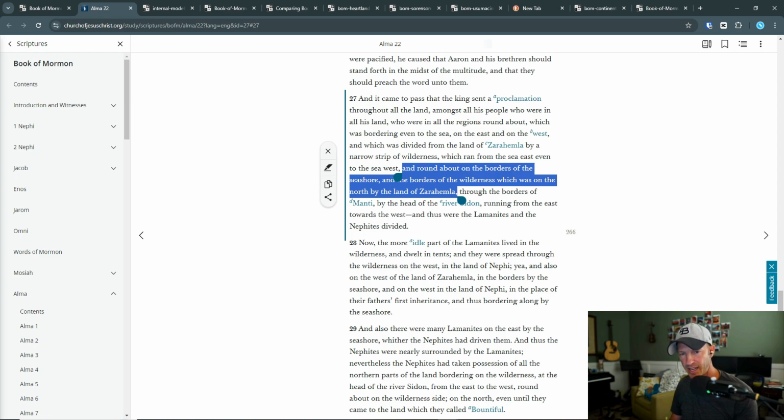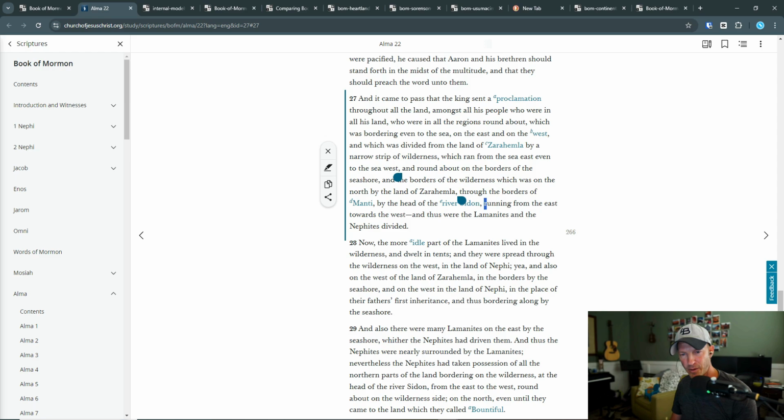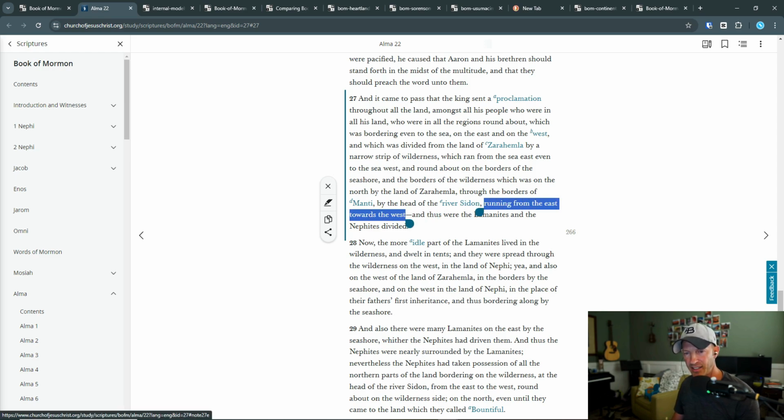Through the borders of Manti. So now we're going down around the borders of Manti by the head of the river Sidon, running from the east toward the west, and thus the Lamanites. So what is it talking about there, running from the east to the west? It sure sounds to me that it's saying that the head of the river Sidon is running from the east toward the west. Right? And this really makes sense.